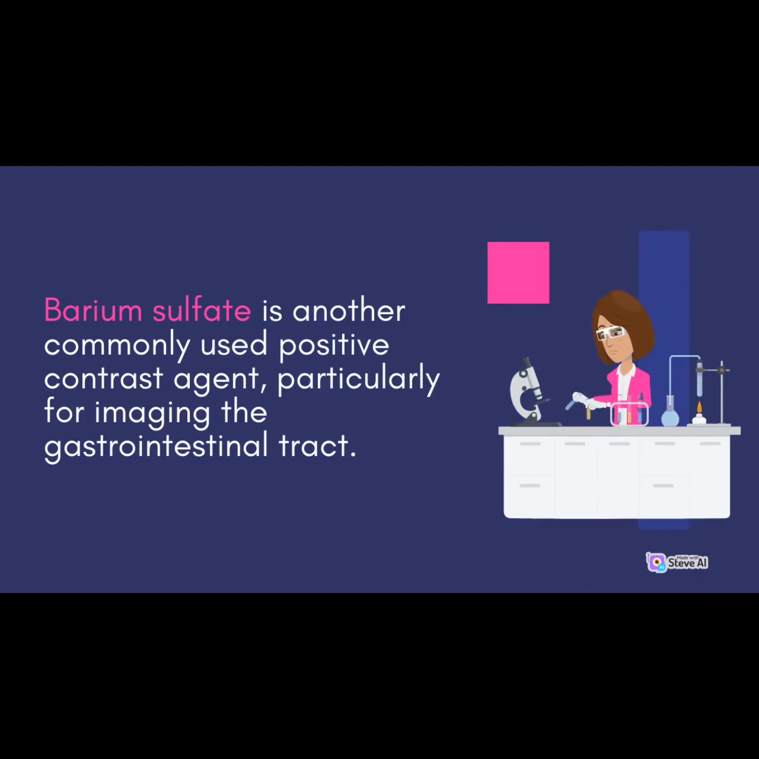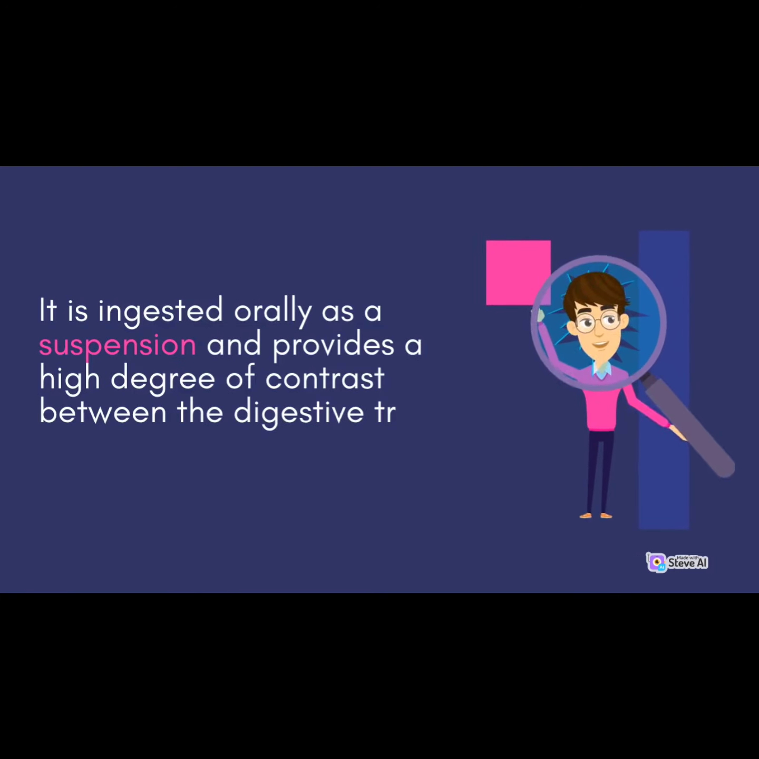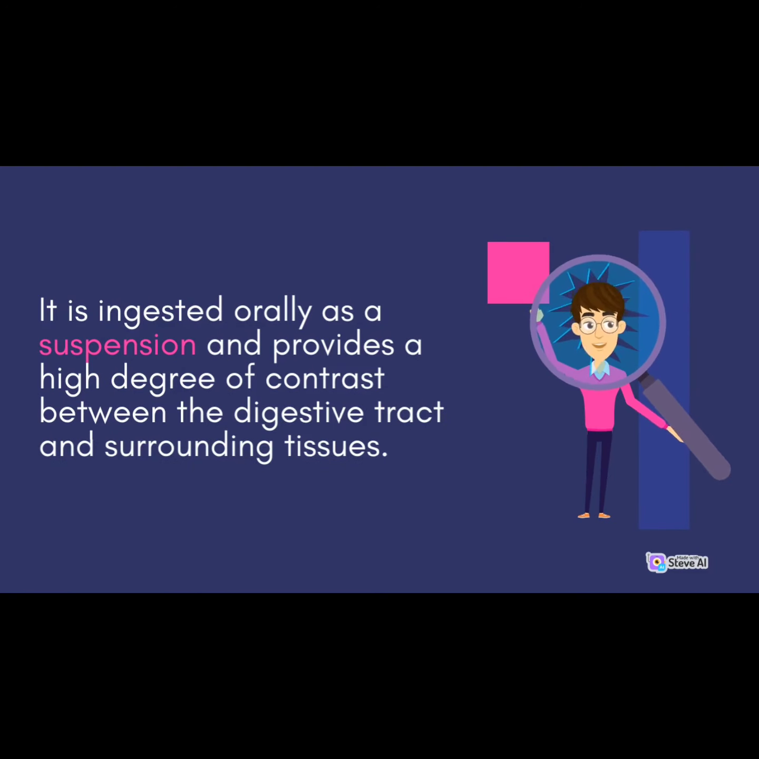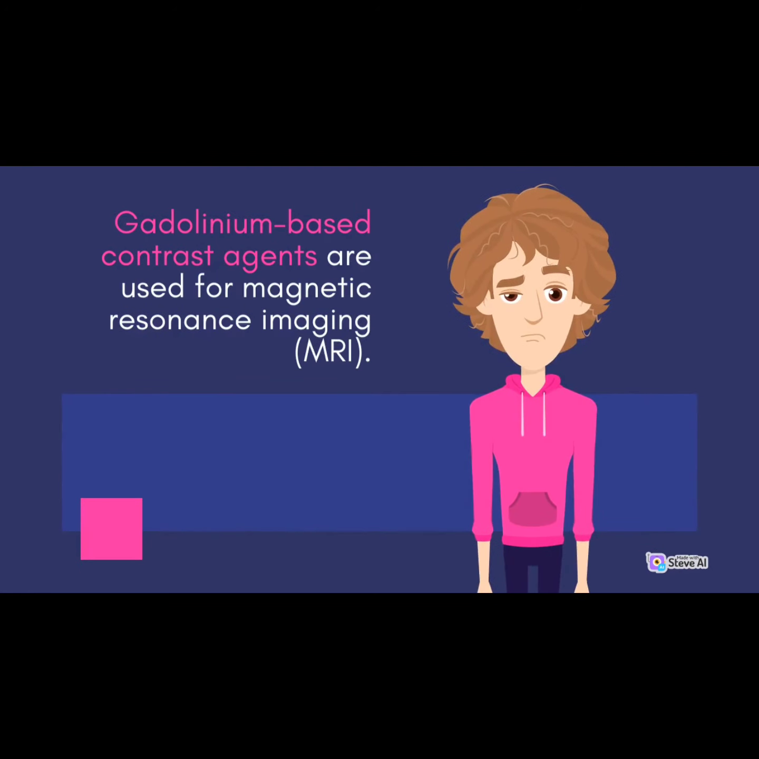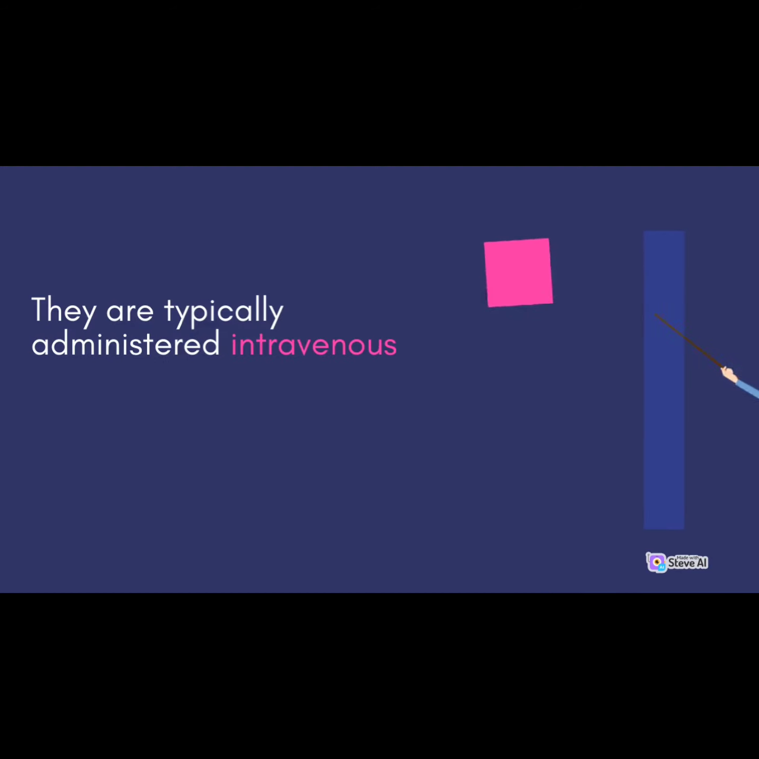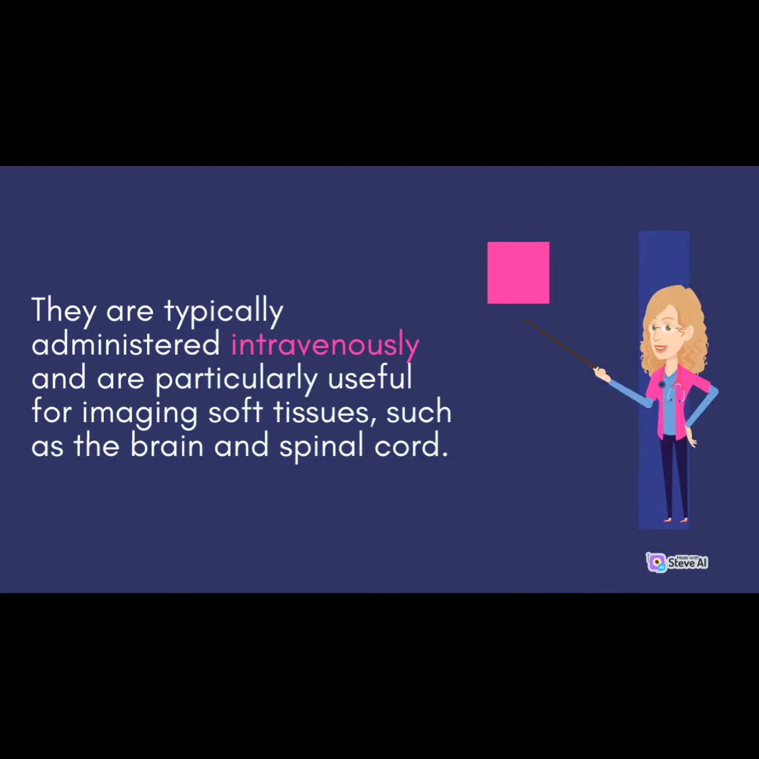Barium sulphate is another commonly used positive contrast agent, particularly for imaging the gastrointestinal tract. It is ingested orally as a suspension and provides a high degree of contrast between the digestive tract and surrounding tissues. Gadolinium-based contrast agents are used for magnetic resonance imaging, MRI. They are typically administered intravenously and are particularly useful for imaging soft tissues, such as the brain and spinal cord.